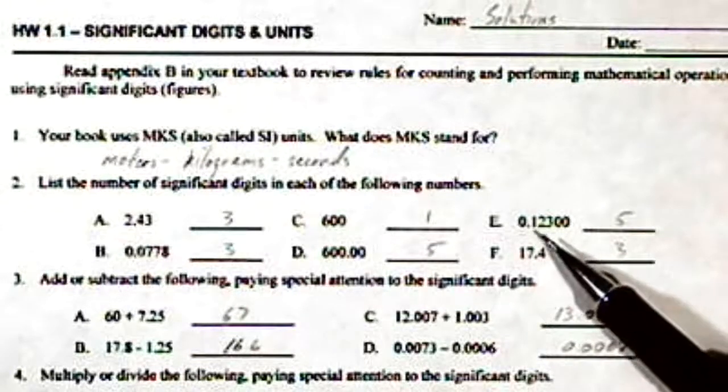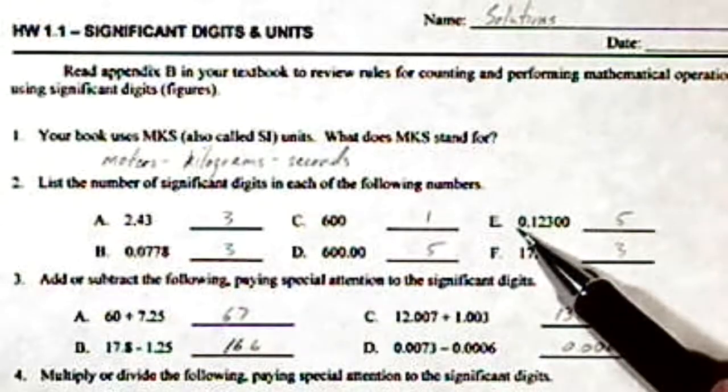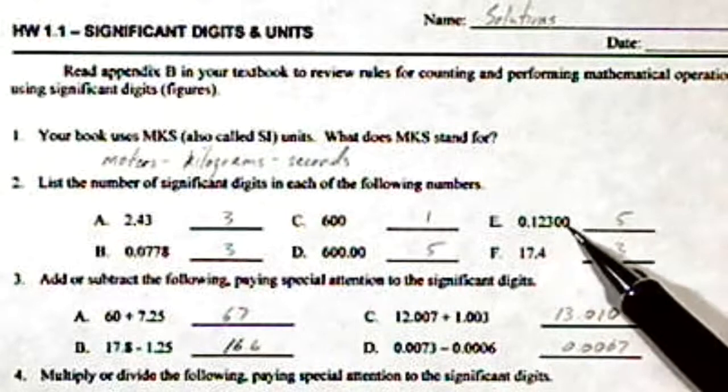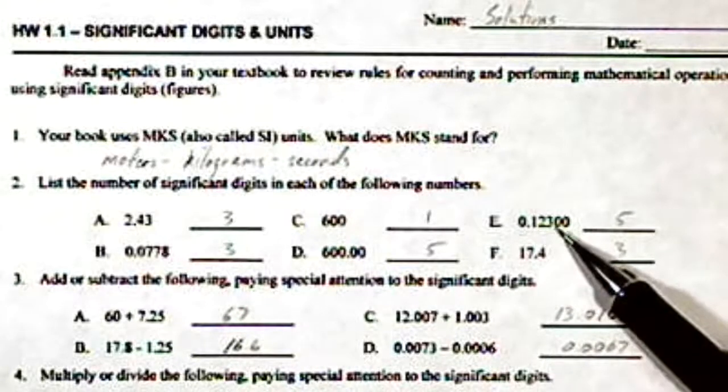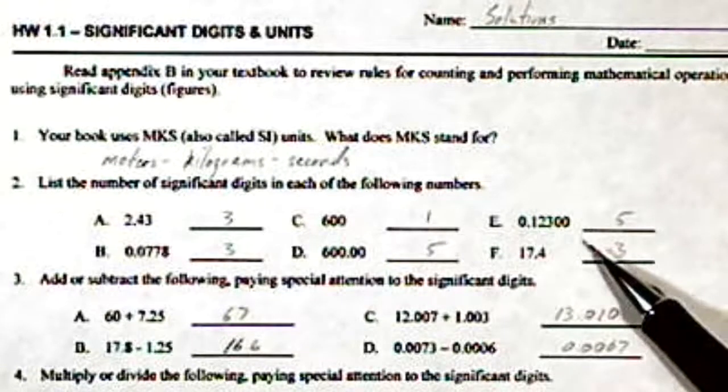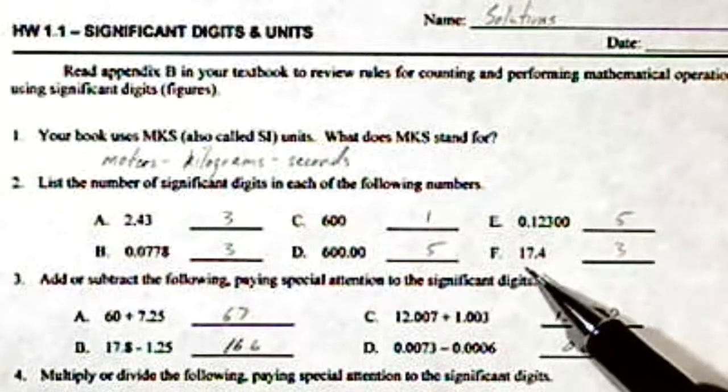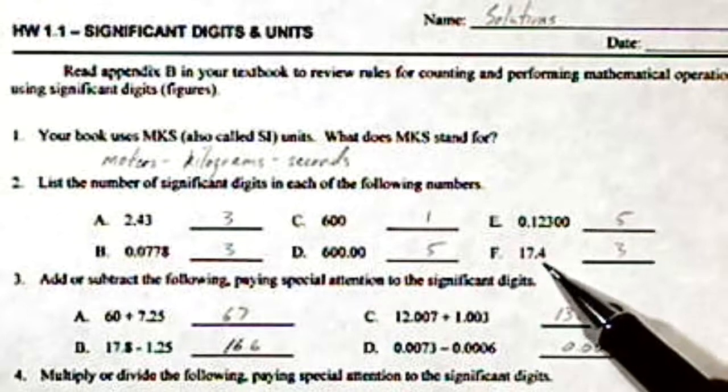E, we kind of combine them. This leading 0 we don't count, but the 2 trailing zeros we do. Those add precision to our numbers. So we have 1, 2, 3, and 0, 0 for a total of 5 numbers. And again, F is an easy one. Count all 3 of them.